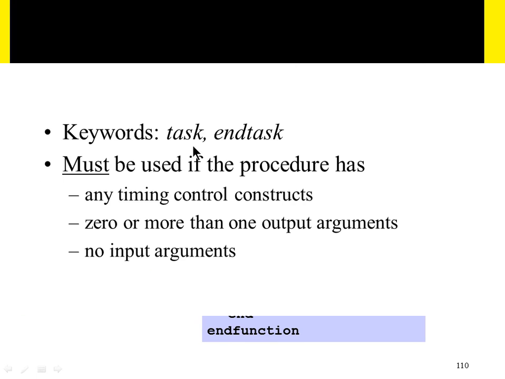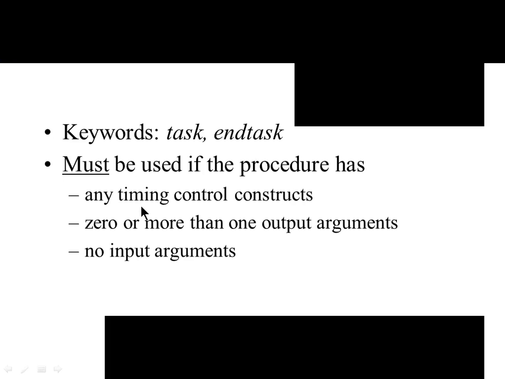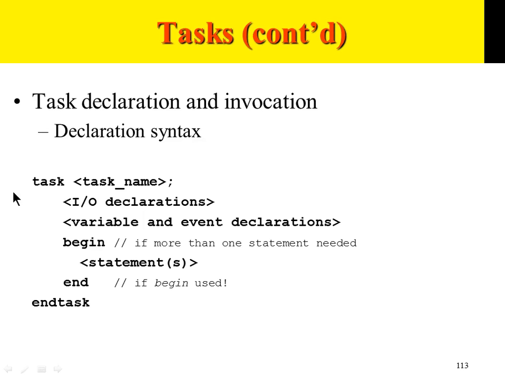So there are certain keywords for task and functions. Keywords are task and endtask for task. Any timing control construct must be included in a task, not a function. A task can have zero or more output arguments. There are no limitations on input and output; it can be zero or more inputs and outputs.